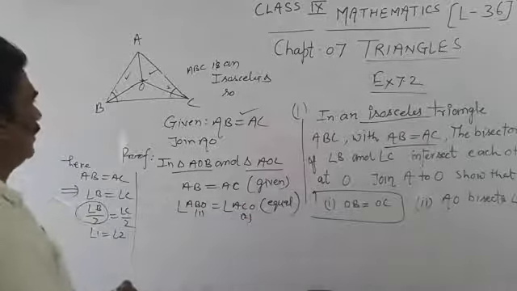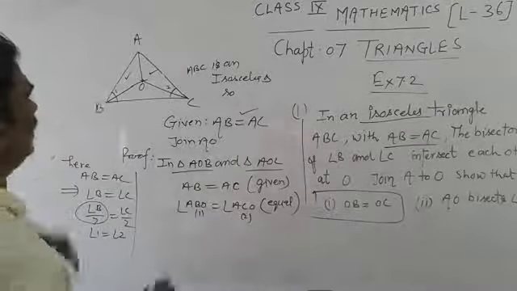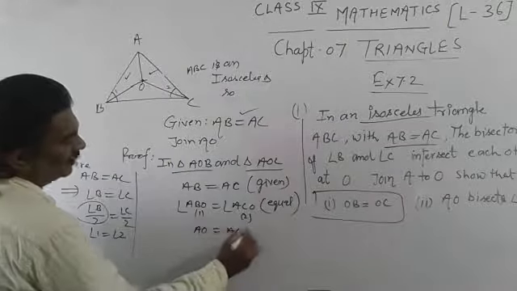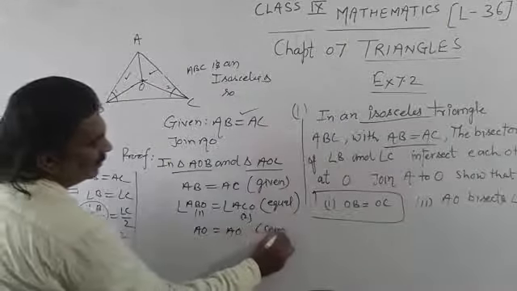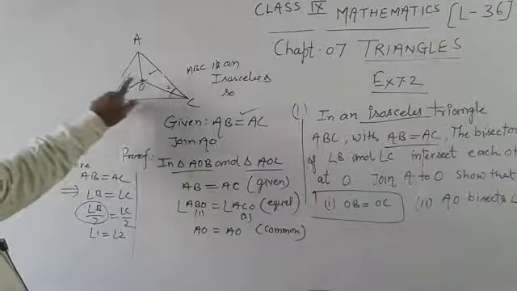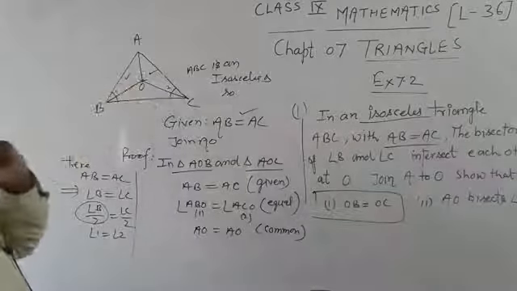Now third one is AO, side AO. Side AO is common for both. This is common line. Therefore we can say AO is common in both the triangles. Side AO दोनों triangle में common है.